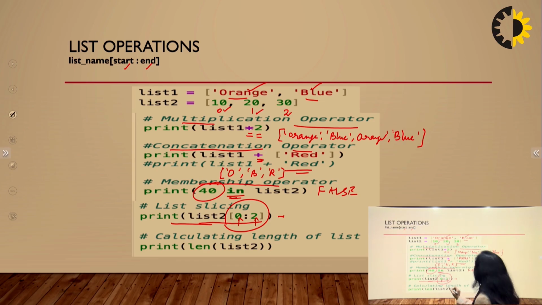One more operation is counting the length. The length is calculated by the function len. This function will return the length of the list given inside the function's argument. The argument given is list 2 and the length is to be counted. So list 2 has 3 values. The length will be 3.